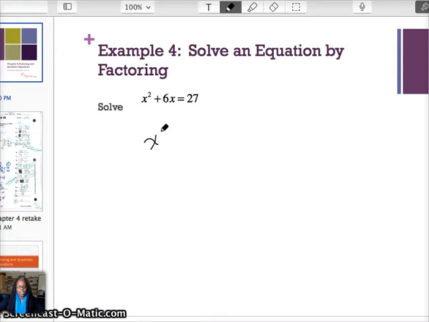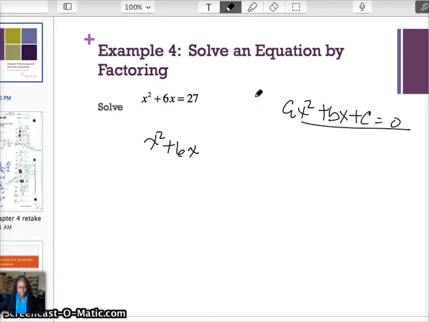So when we solve these guys, it's really important to bring everything over to one side so that you have it in ax squared plus bx plus c equals 0 form, okay? So I've got x squared plus 6x minus 27 is equal to 0. The next thing I'm going to do is factor this side, and we just had wonderful examples of factoring, so we're going to apply that here. I know that x times x gives me x squared.